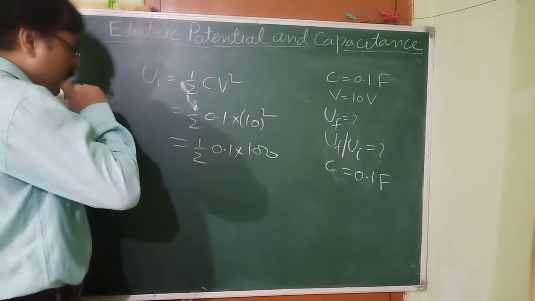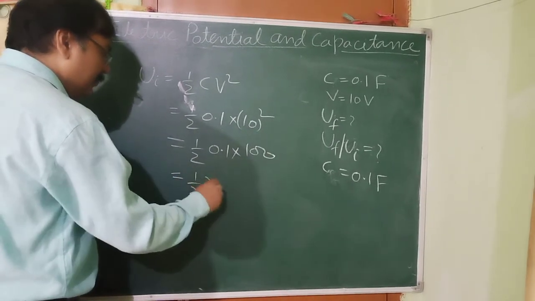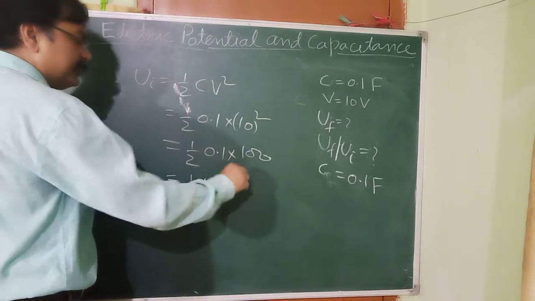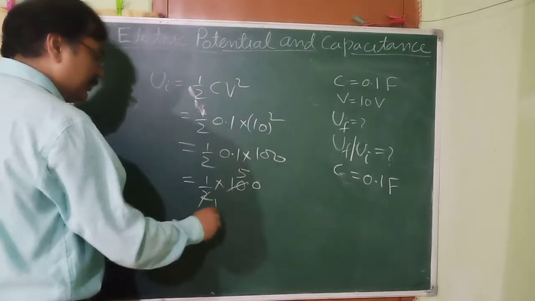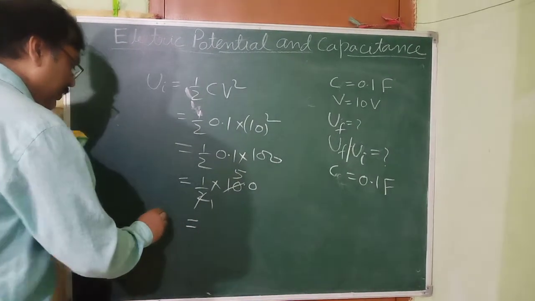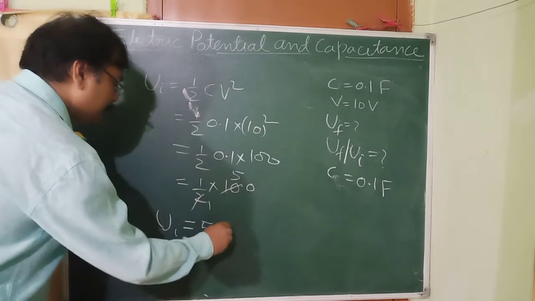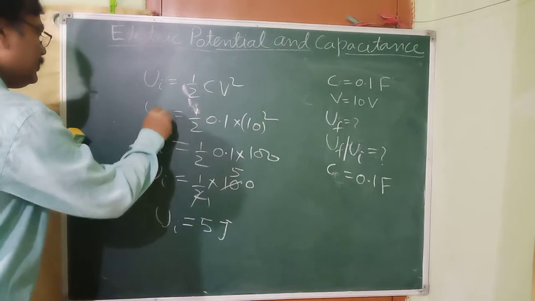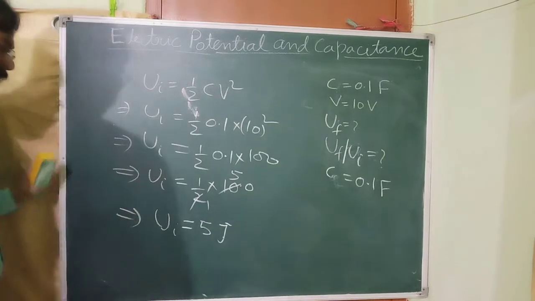So what we can do? First we will multiply 0.1 with this. So what will you get? That is 10.0. Now you can cancel with this. 2 5s are 10, 2 1s are 2. So what will you get? Initial energy is how much? 5 joule. We got initial energy. Initial potential energy is 5 joule.